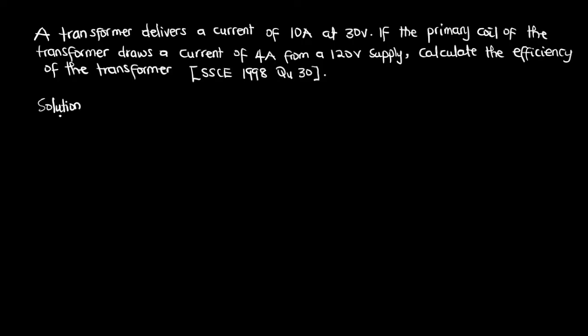So let's look at the solution. Right, so if you're watching this video, I believe you've already watched either the first part or the second part of our transformer videos, and you've seen how we solve problems like this, and you know the formula, right? So here we have a transformer that delivers a current of 10 amperes at 30 volts, right? So we were told that the primary coil of the transformer draws a current, so it means the current in the primary coil, which is IP, is 4 amperes from a 120 volt supply. So it means the voltage supply, which is EP, is 120 volts, right?